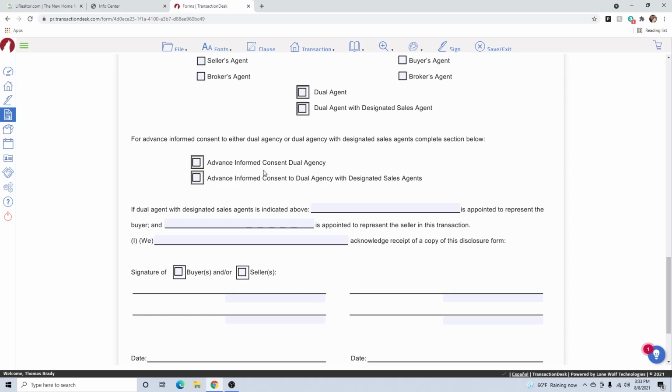Again, with the buyer client, you'd probably be better off going with designated sales agents. It can't be your broker or your office manager, it has to be another person in there. If the buyer's your client, then the listing agent would be representing the seller.